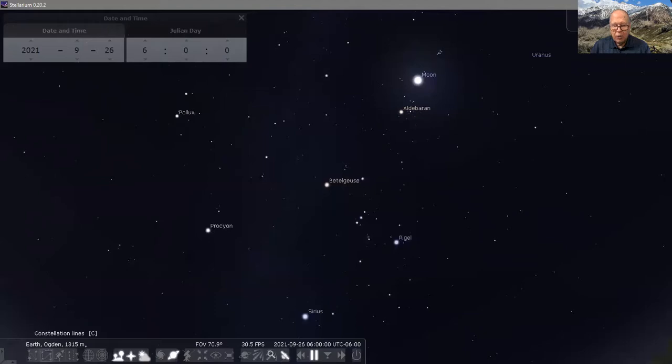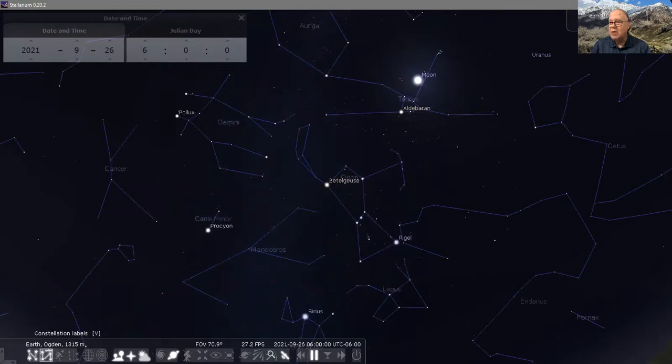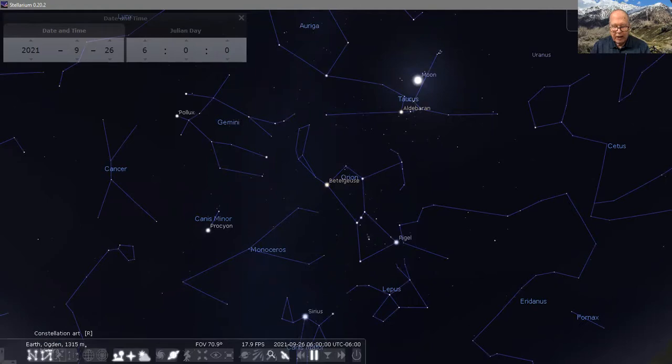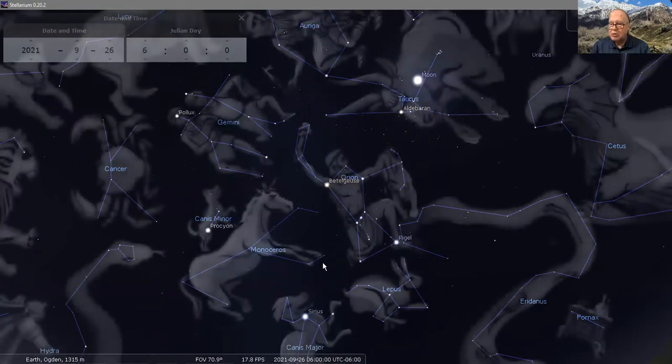So I thought I'd just show you what these constellations look like. I'll put up the lines and the names of them. And you can see here is Orion the Hunter. And I'll even put up the figures because those are nice to look at. So here's Betelgeuse.